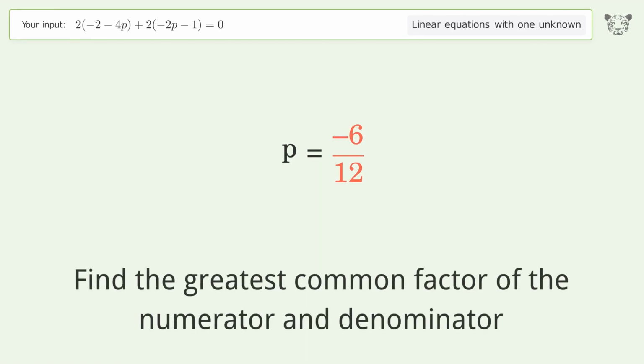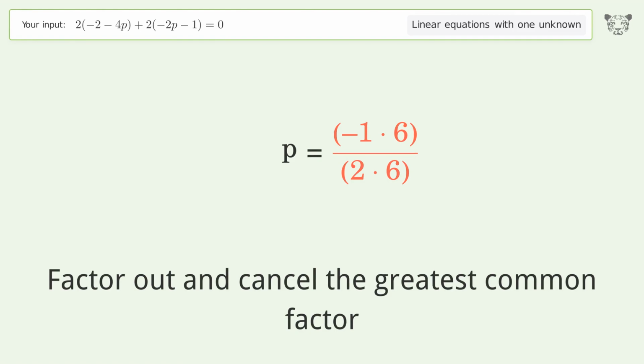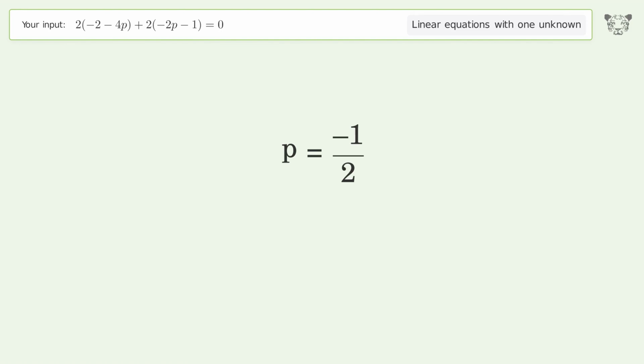Find the greatest common factor of the numerator and denominator. Factor out and cancel the greatest common factor. And so the final result is p equals -1/2.